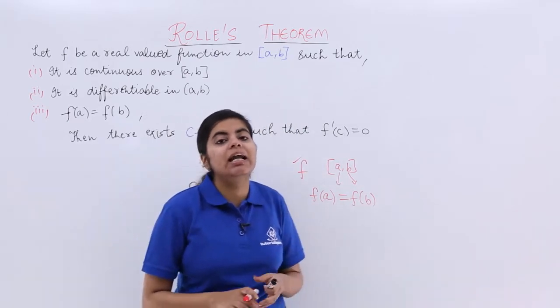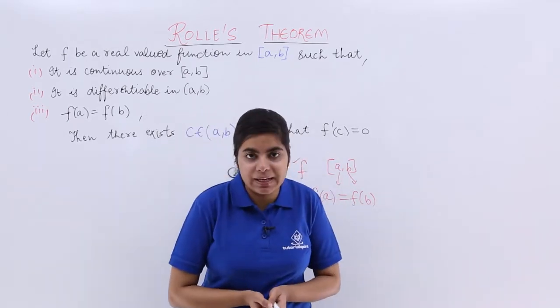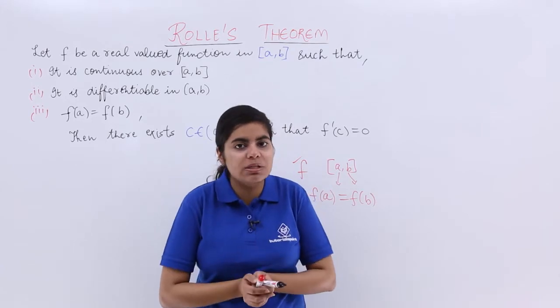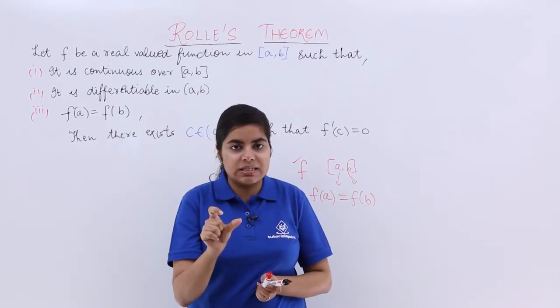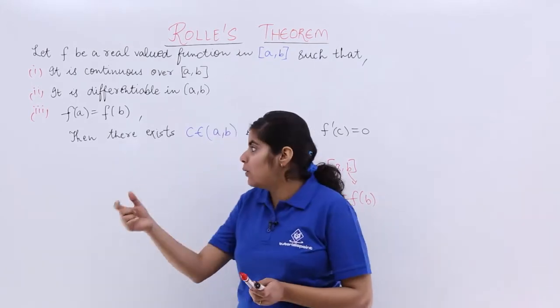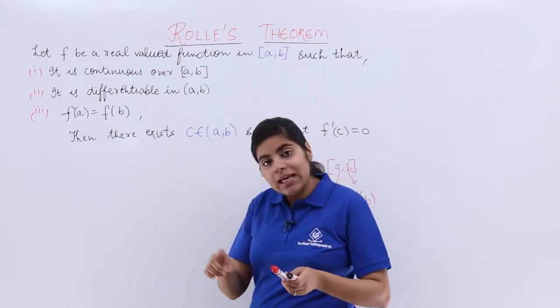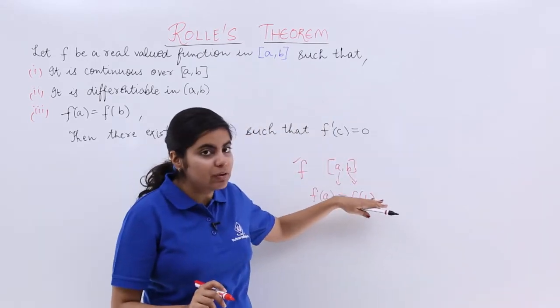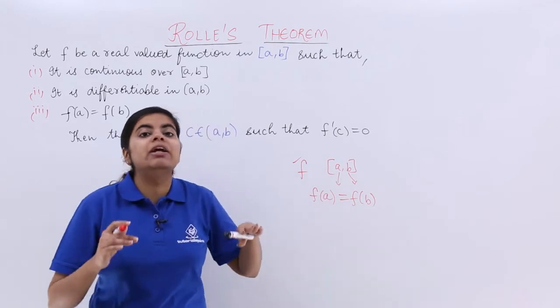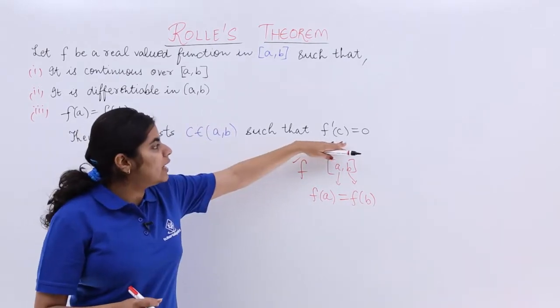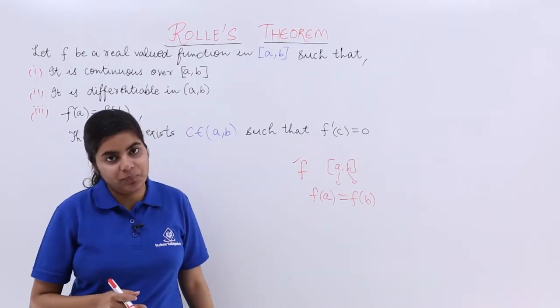Then I say that Rolle's theorem can be applied, and according to Rolle's theorem, there would exist c in this interval only, in the interval (a, b) only, and it would be such that f'(c) would be equal to 0.